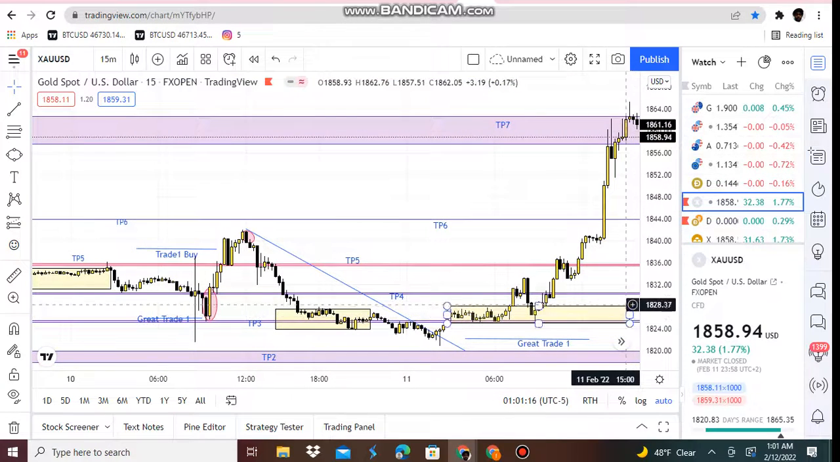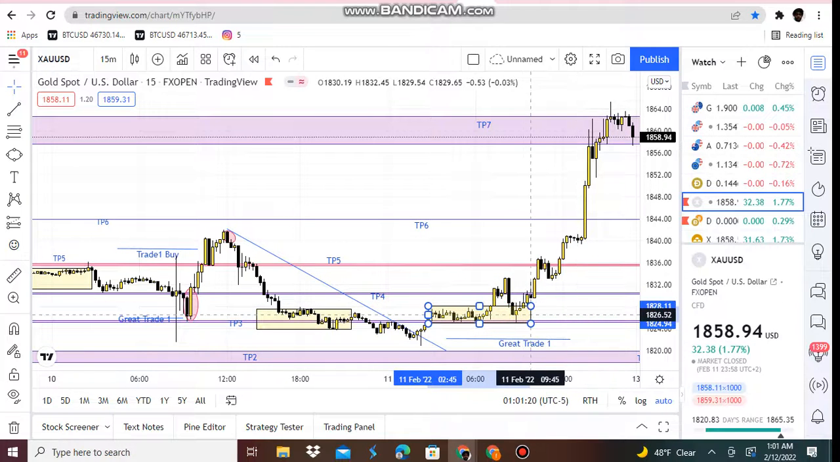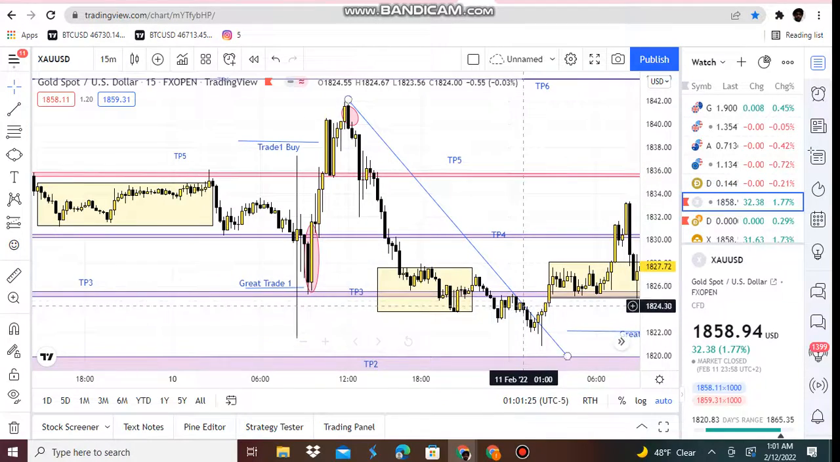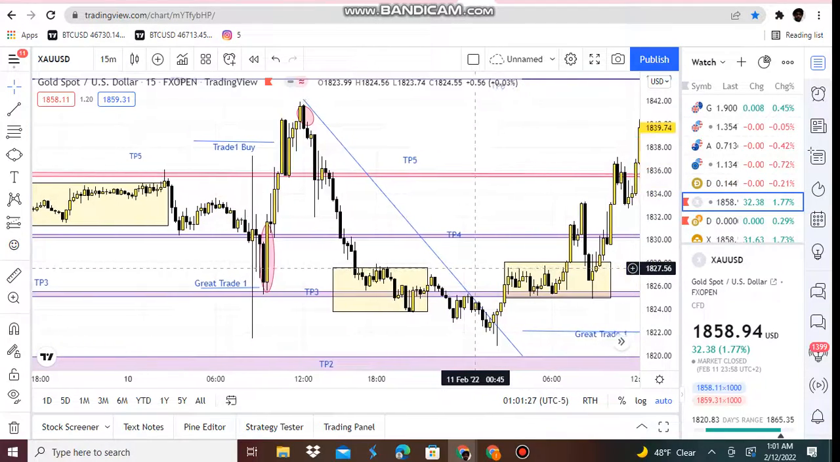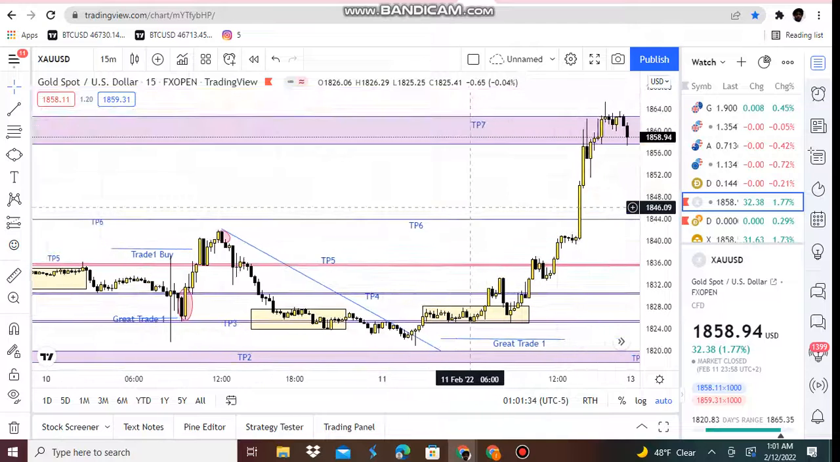It breaks out of this consolidation right here. We see price break out of this consolidation right here. Boom. Once price breaks out of consolidation, this is called a breakout of consolidation. It heads all the way up to take profit 7.